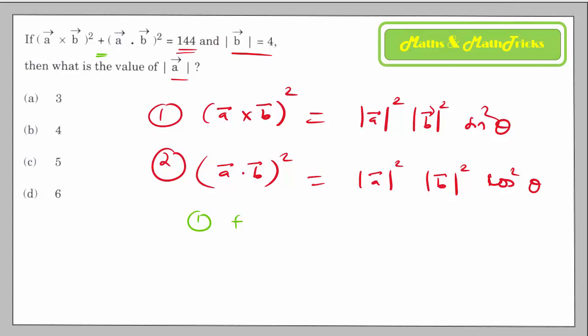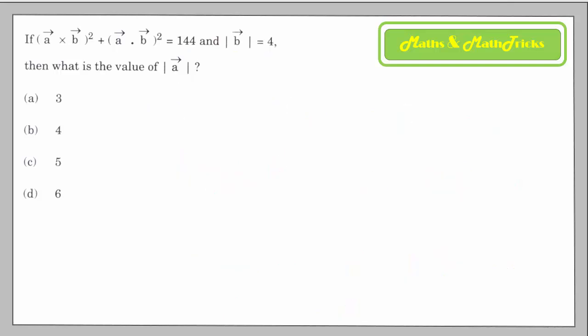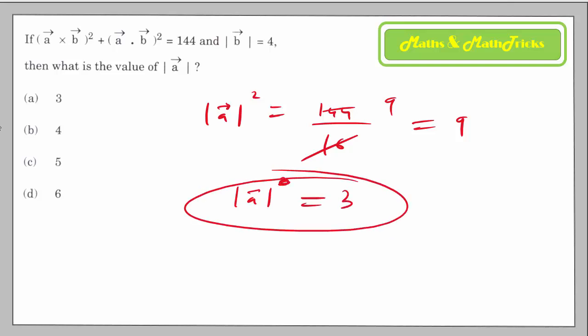So when you add 1 and 2, on the LHS you are getting 144, equal to, now on the RHS, taking magnitude a square, magnitude b square common, you have sine square theta plus cos square theta, which is 1. So 144 is equal to magnitude a square into magnitude b square, which is given to be 4. This square you have here, so 16. So you should get magnitude a square equal to 144 divided by 16, which is 9. What is the magnitude? Take a positive square root. Taking positive square root, you will get magnitude of a to be 3. So option A.